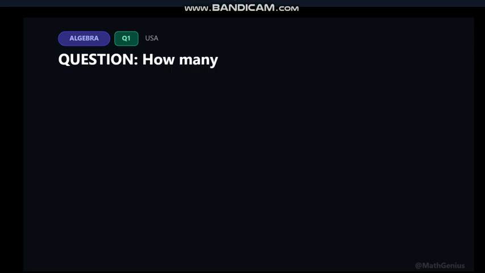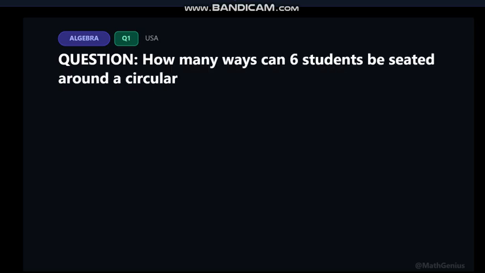Question: how many ways can 6 students be seated around a circular table if 2 specific students refuse to sit next to each other?